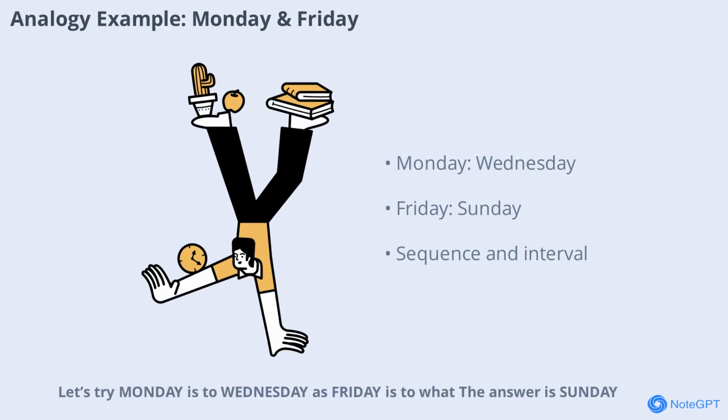Let's try. Monday is to Wednesday as Friday is to what? The answer is Sunday. Wednesday is 2 days after Monday, and Sunday is 2 days after Friday. This analogy is about sequences and intervals. Always look for patterns in order or time.